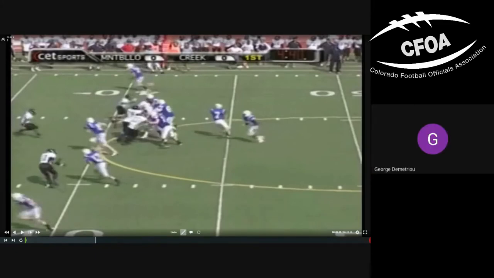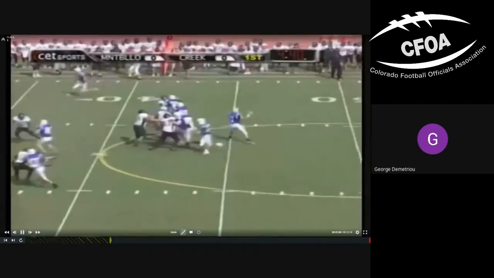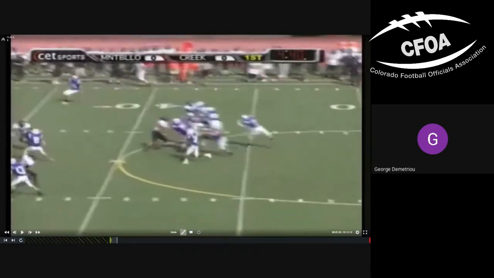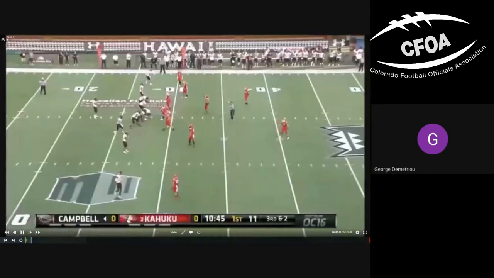Yeah, the quarterback is Jack Elway when he was at Cherry Creek. And, of course, he went to Arizona State and gave up football in his sophomore year.